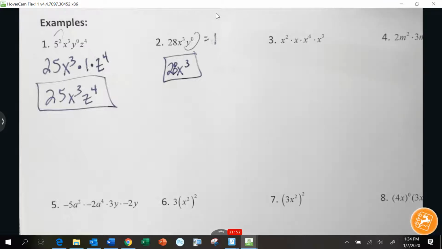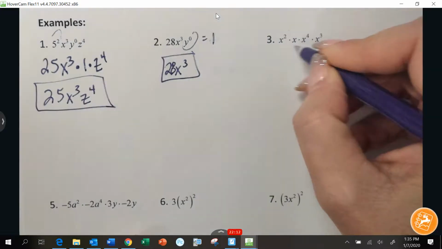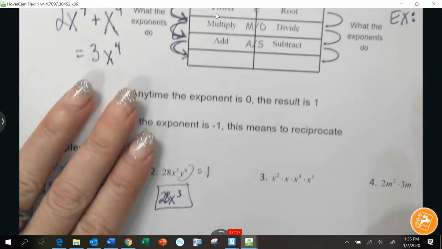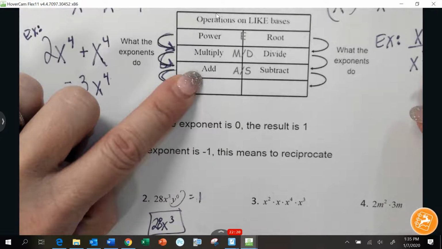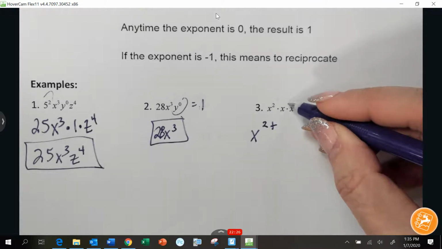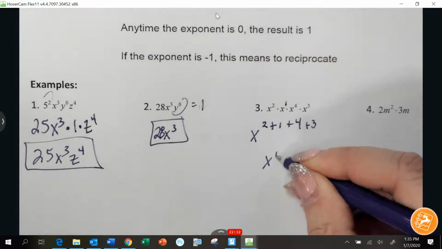All right, the next one. X squared times an X times an X to the 4th times an X to the 3rd. I notice right away everything here has the same base. Everything has the same base. So if I am multiplying the same bases, what does that mean I do to the exponents? I add the exponents. So I'm adding X to the 2 plus, what's my next exponent? That is a 1 plus 4 plus 3. X to the 10.